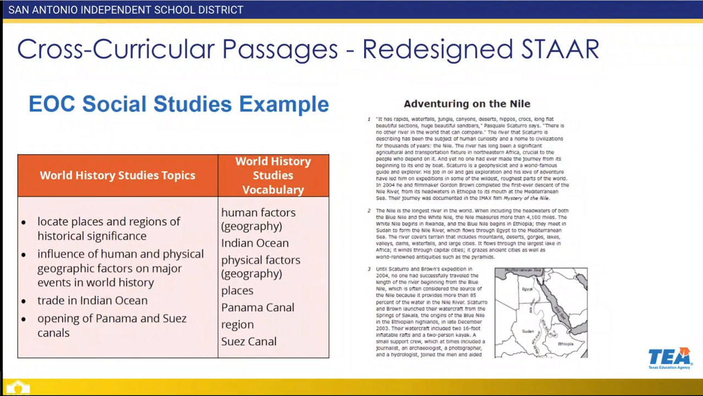Within the STAAR reading passage, students are asked to read about the Nile River in the passage Adventuring on the Nile. This details that the Nile River is the longest river in the world and flows through mountains, deserts, gorges, and valleys. Students are familiar with the content and the vocabulary that they read in this passage, since it is something that they have already learned about in their world history class.